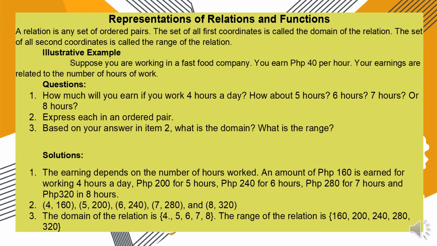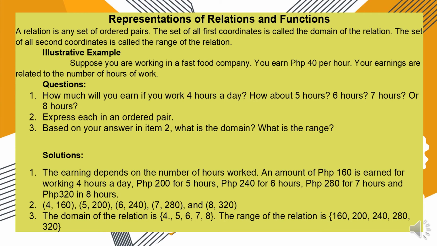Question number 2. Express each in an ordered pair. So how do we express that in ordered pairs? Simply (4, 160), (5, 200), (6, 240), (7, 280), and (8, 320). So, last question. Based on your answer in item number 2, what is the domain and what is the range? So, the domain of the relation is 4, 5, 6, 7, and 8.